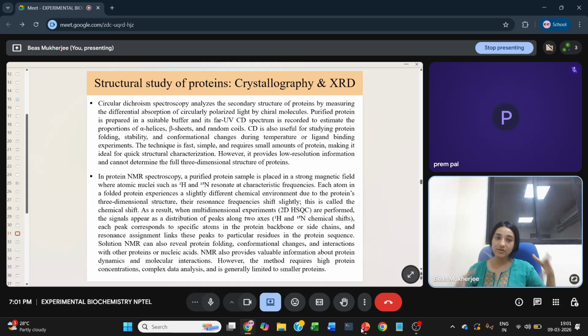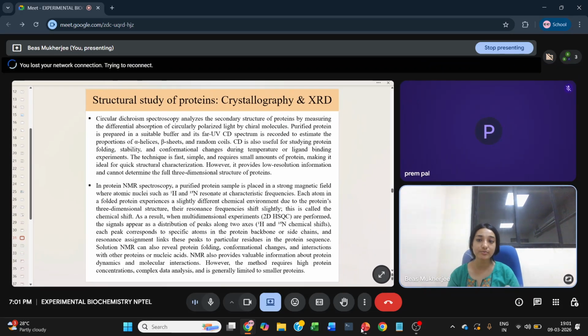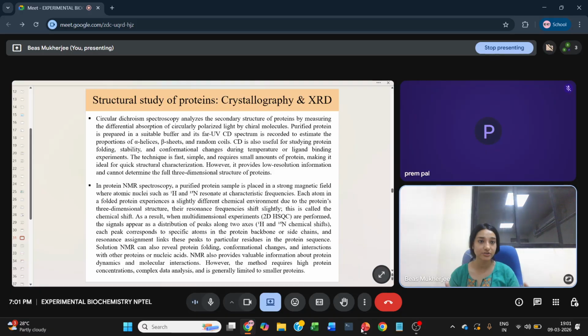Because of that, you will have different chemical shifts, and the chemical shifts obtained on the proton axis and the nitrogen axis are plotted in two different axes, and then you will get these peaks like small mountains which are cut, and then you get these small round structures. This solution NMR spectroscopy can help to reveal protein folding, conformational changes, and interactions with other proteins or nucleic acids. NMR provides very valuable information about protein dynamics and molecular interactions.